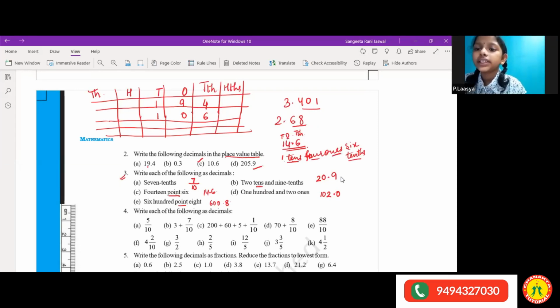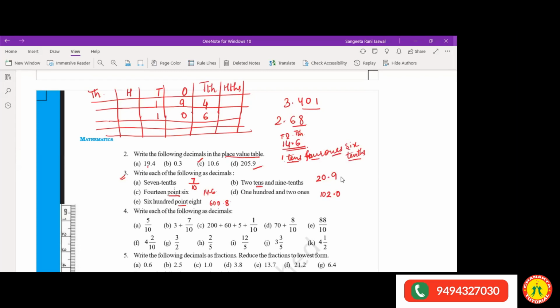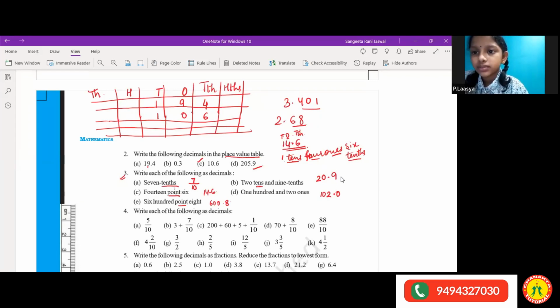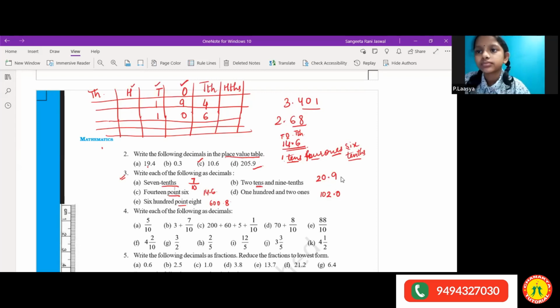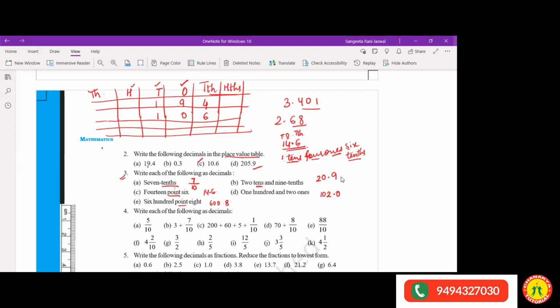Ma'am, how are we writing it? You are telling 7 by 10, ma'am. Like that, how can we write? I can't understand. 7 tenths. Now, suppose I have 7 tenths here. 7 tenths means 7 is at the tenth place. Did you understand this place value? No, ma'am. Ones place, tens place, hundreds place, thousands place. And when you move towards the right side, you have tenth place, hundredth place, thousandth place, and so on.